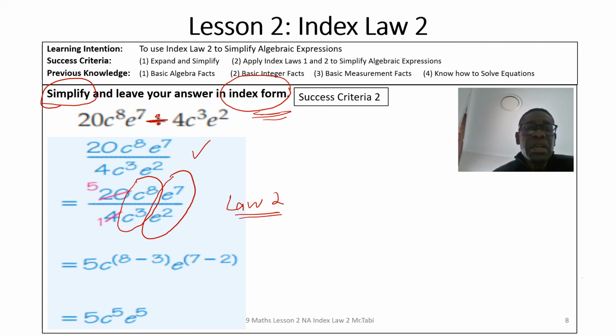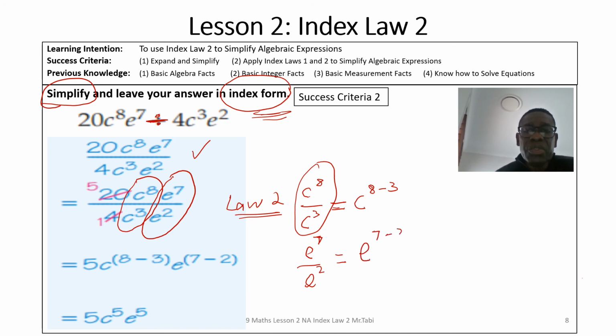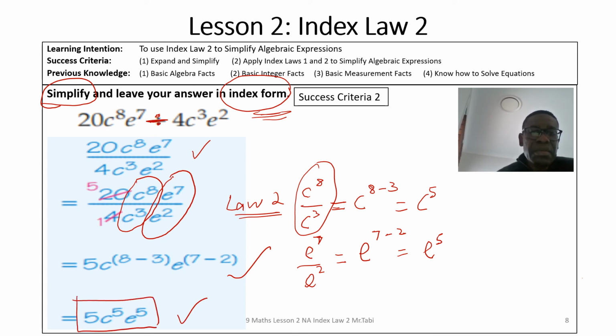to this problem, 5 divided by 1 is 5. The denominator is going to disappear because c to the power 8 divided by c to the power of 3 becomes simply c to the power 8 minus 3. So all that is replaced with this. And again, e to the power of 7 divided by e to the power of 2 also becomes e to the power 7 minus 2. Of course, this is c to the power of 5. Of course, that is e to the power of 5. So that is a very good step, and that gives you your final answer.